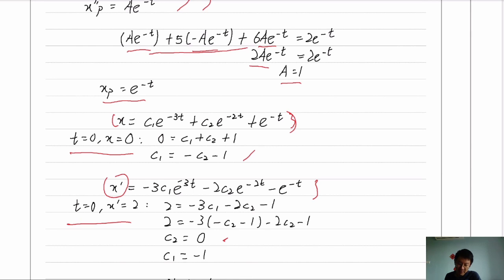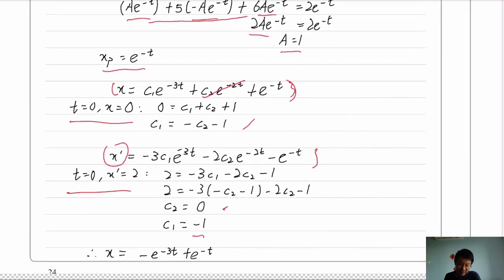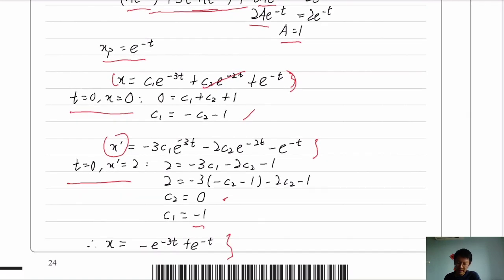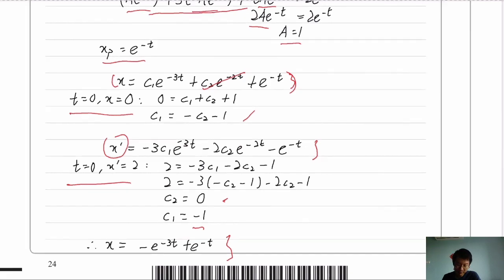In this case, C2, the coefficient of e to the power negative 2t, is 0. So from there we get our value for the other constant. Then we substitute all the constants back into the equation, and this is the result we get. Basically, that's the first part of the question.